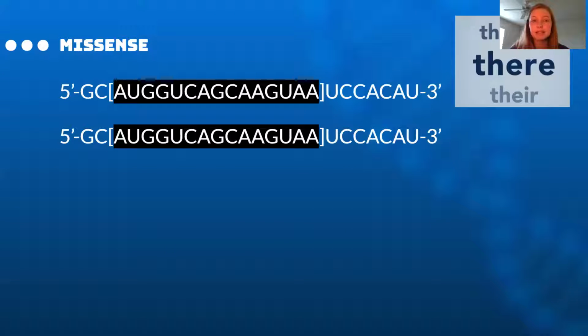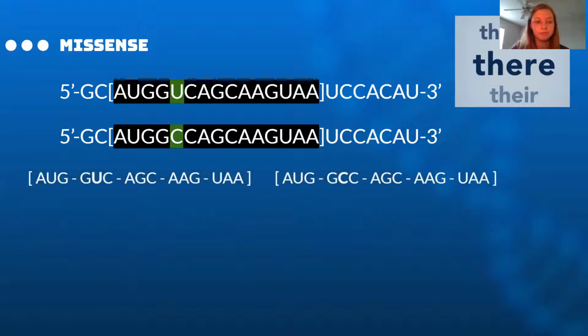So with the missense, one nucleotide is going to change and it's going to alter only a part of the protein, which could change the function. I kind of see that as like the words 'there' and 'their'. They have different functions, but they're spelled differently. So we're going to change this uracil into a cytosine. Now this is a transition because they're both pyrimidines.